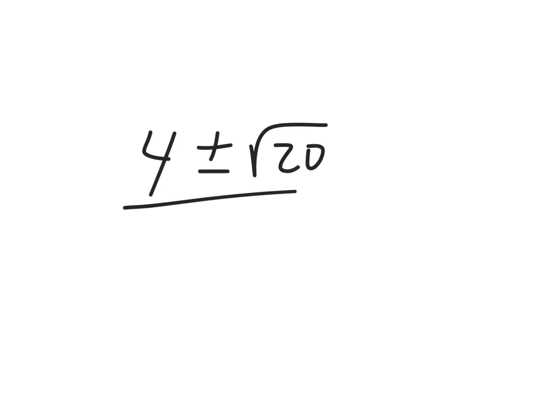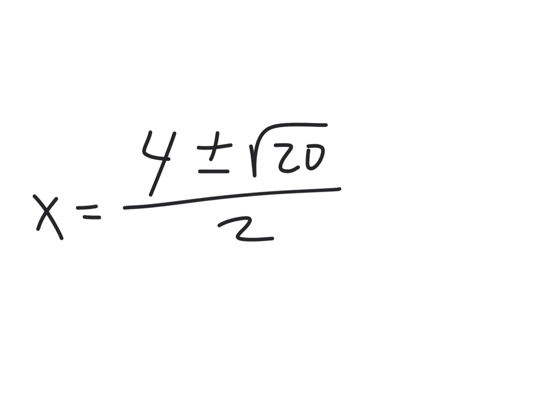All right, next one. And this is kind of a neato puzzle. If I said 4 plus and minus the square root of 20 all over 2, I can tell from that what the equation was.